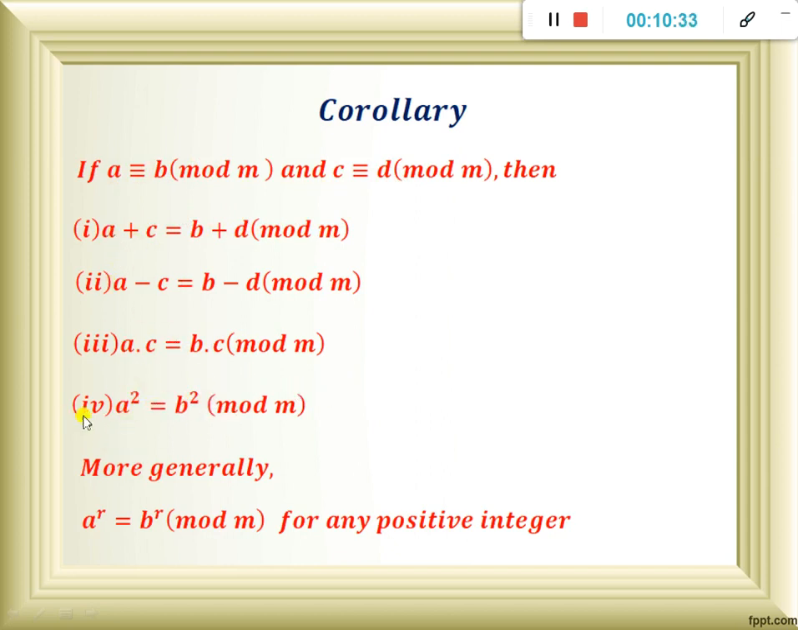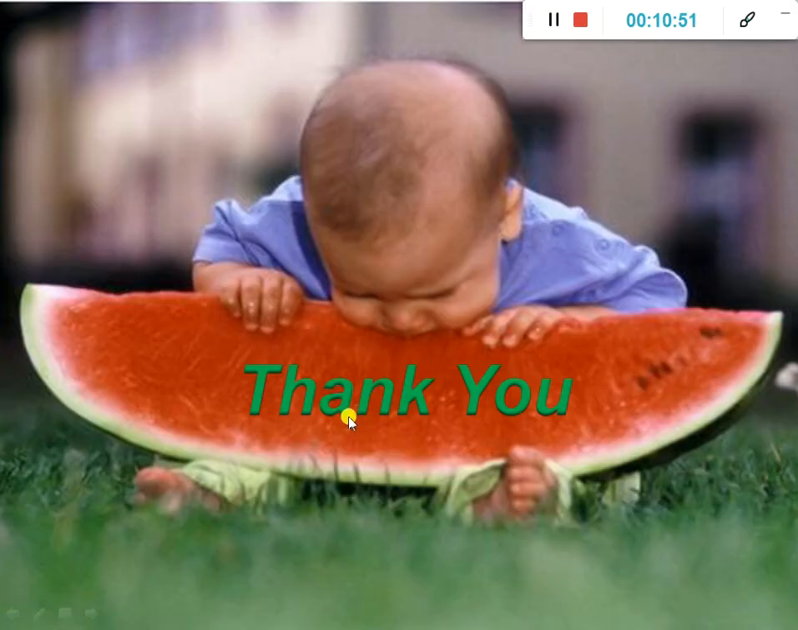This property is very important. Using this fourth one only, we are going to run all the problems. So A squared is congruent to B squared mod M. More generally, we could say A to the power r is congruent to B to the power r mod M. So these results are very important, right? So thank you. Using this congruence technique, we'll solve problems in our next class.